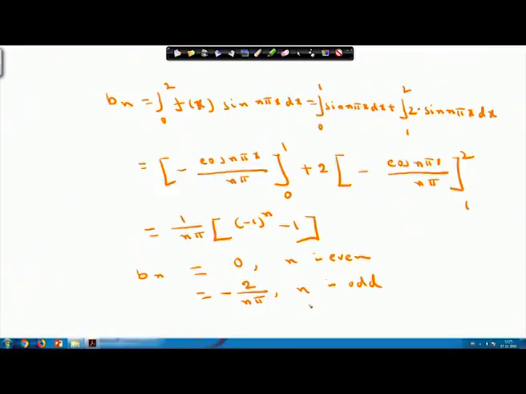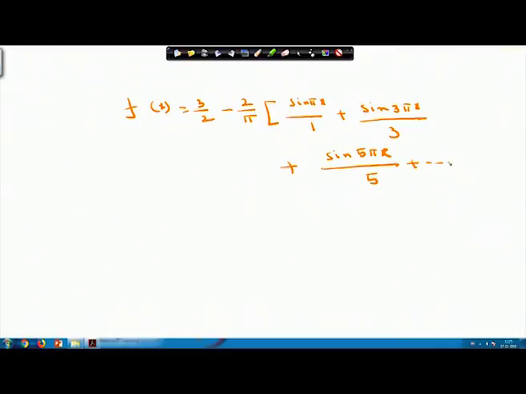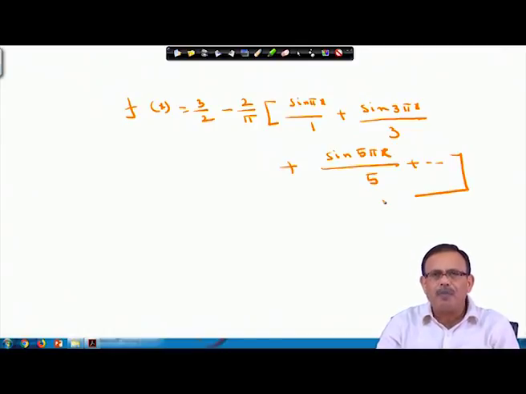So, once I have obtained this, a naught I have obtained, a n I have obtained, a n is 0 and b n I have obtained this. So, I can write down f x equals 3 by 2 minus 2 by pi into sin pi x by 1 plus sin of 3 pi x by 3 plus sin of 5 pi x by 5, and like this way it will go. So, the function f x can be represented in this particular format.